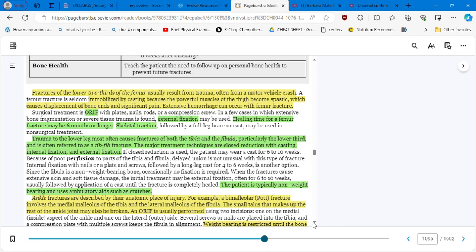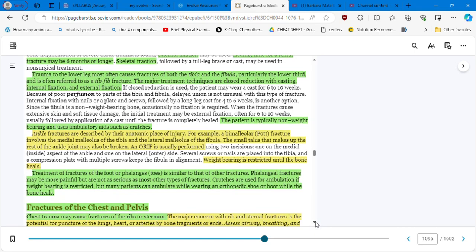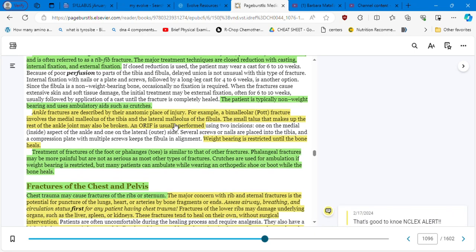Right now we are going to see that ankle fractures are described by their anatomic place of injury. For example, a bimalleolar fracture involves the medial malleolus of the tibia and the lateral malleolus of the fibula. The talus, which makes up the rest of the ankle joint, may also be broken. So an ORIF is usually performed. Weight bearing is restricted, of course, until the bone heals.